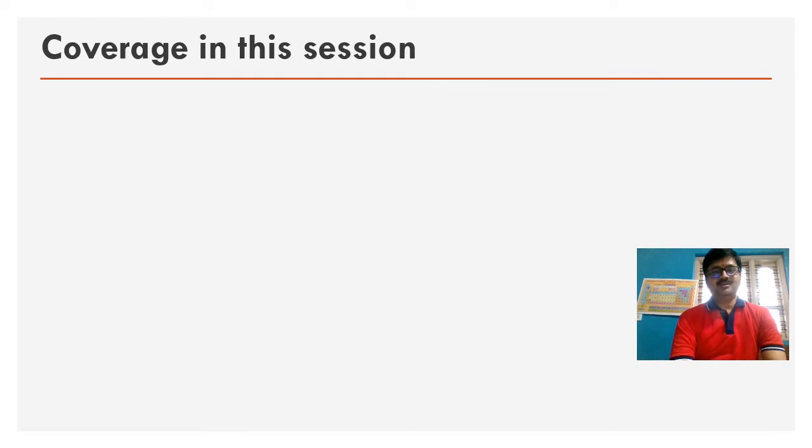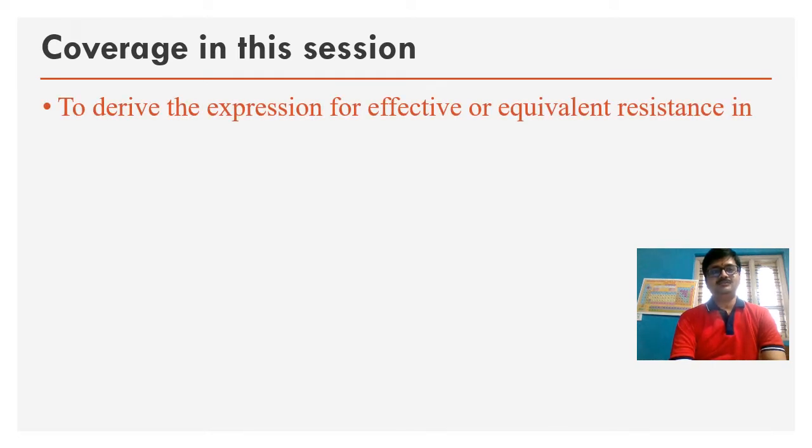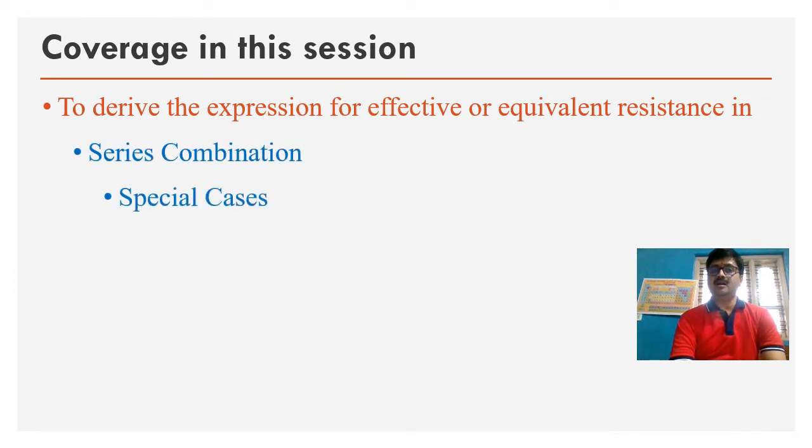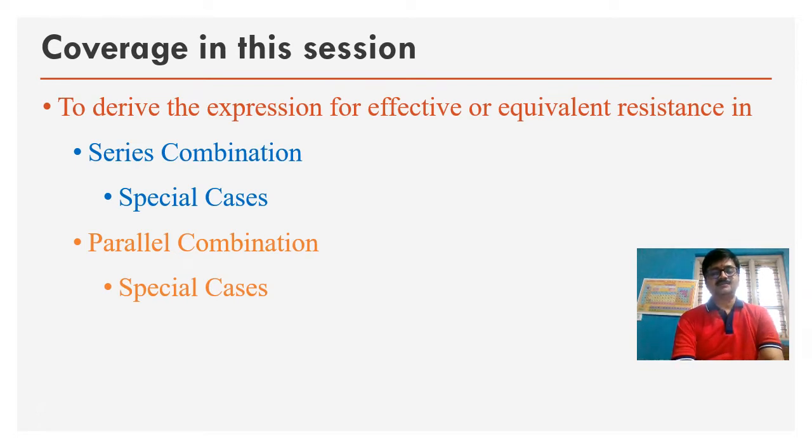In this part, today, we will first derive the expression for effective or equivalent resistance in series combination, and then under series combination again we'll take a look at some special cases. Then the second type of combination, that is parallel combination. Under parallel combination again we'll take a look at some special cases. So these are the main things that we will be discussing today. Let us proceed to the discussion part.